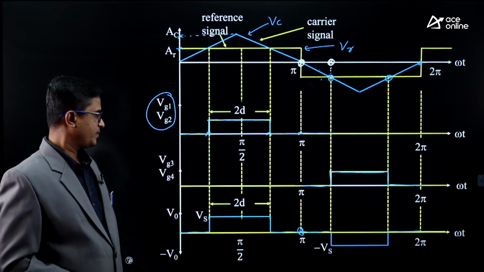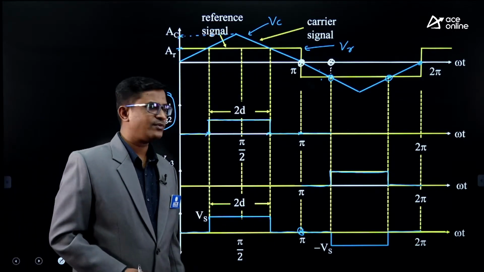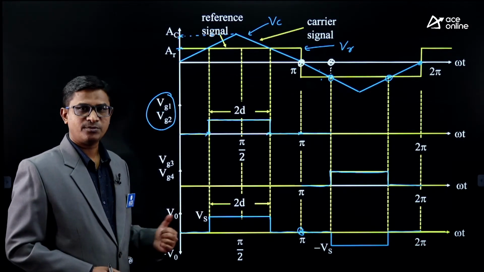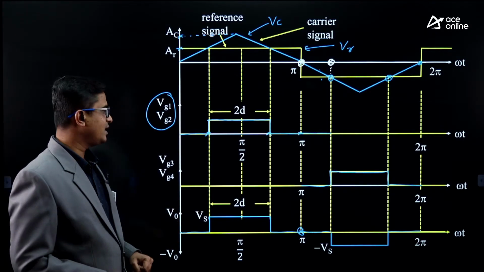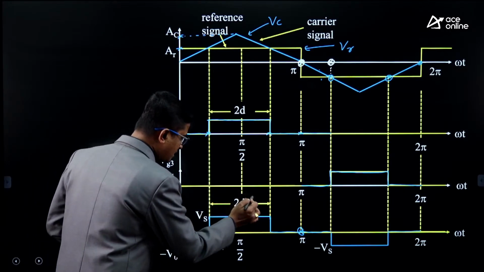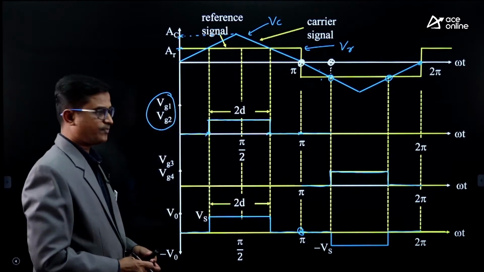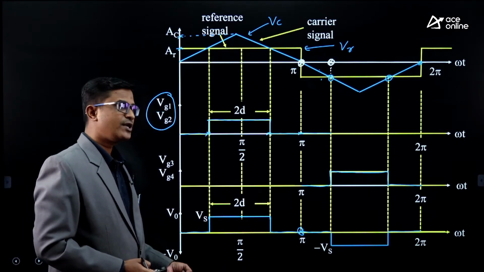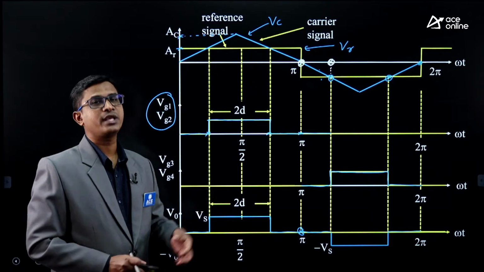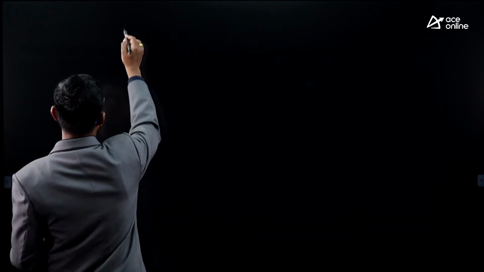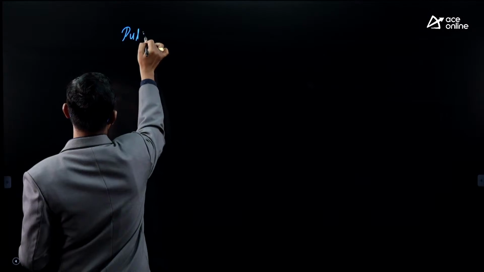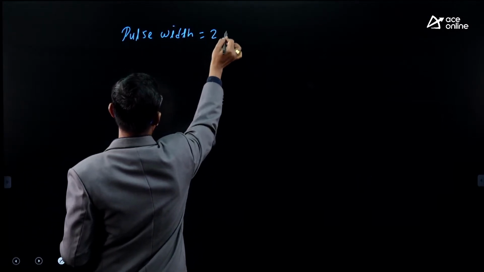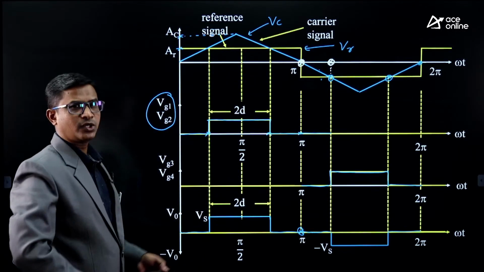Alright? Next, now we are going to derive the expression for RMS value of this output voltage, RMS value of V0. For this, let us consider the width of this pulse. This is a pulse, yes or no? What is the width of the pulse? Width of pulse, I am considering it as 2D. So let me write pulse width is equal to 2D.